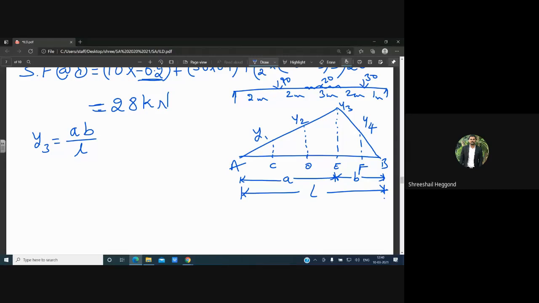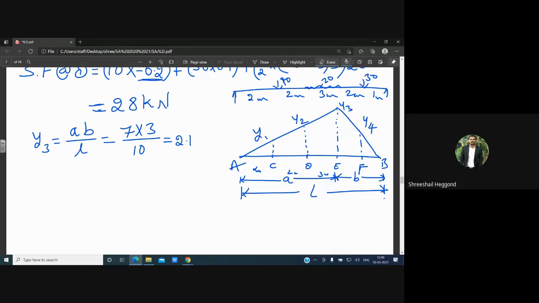Okay. The known values are 2 meter, 2 meter, and 3 meter. A is 7, and B is the remaining value, 2 plus 1, that is 3. 7 into 3 divided by the total length, which is 10. Therefore, the value is 2.1. Y3 is 2.1 meter. For an ordinate there is no need of writing the dimension. 2.1 is the ordinate for Y3.